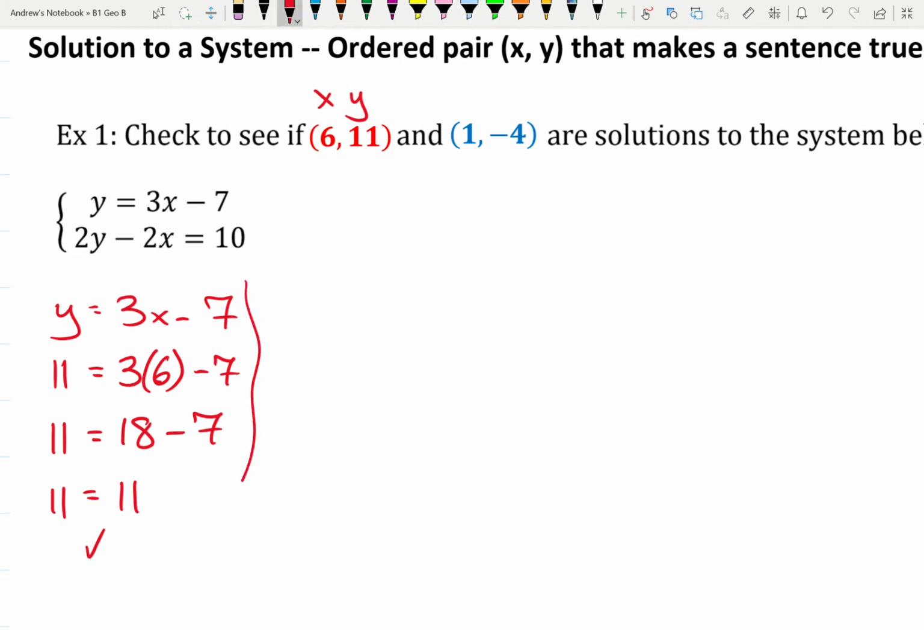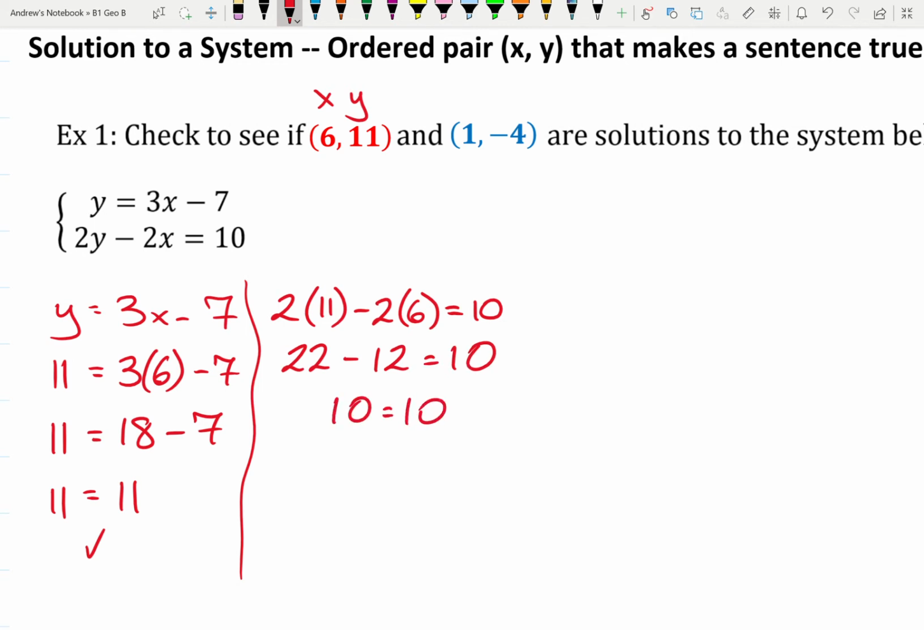All right, so let me give myself a little divider here. For this second one, we've got 2y, so 2 times the y, which was 11, minus 2 times the x, which was 6, equals 10. Same kind of deal: I'm going to simplify it down and see if it comes out right. 2 times 11 is 22, 2 times 6 is 12, and 22 minus 12 is indeed 10. So that works. That tells me that (6, 11) is a solution.